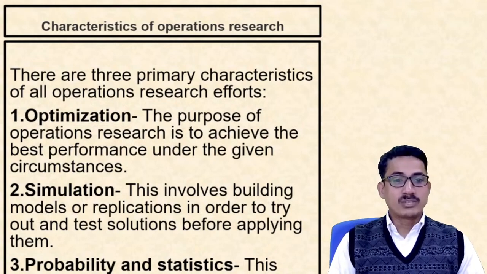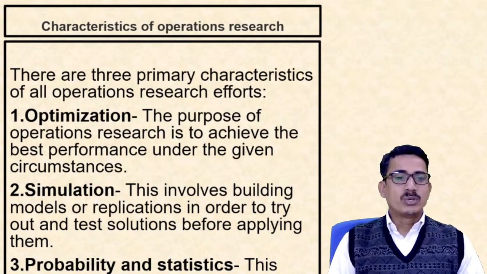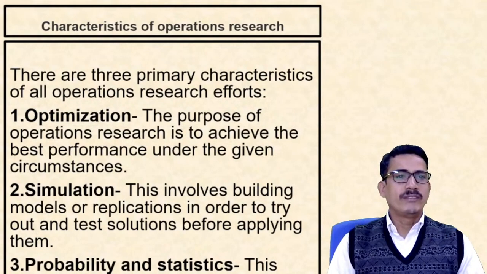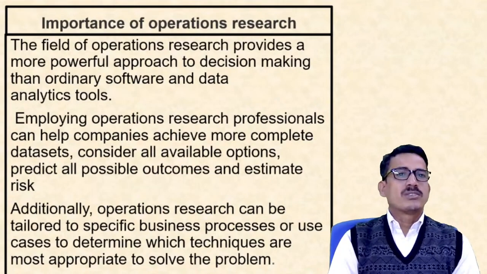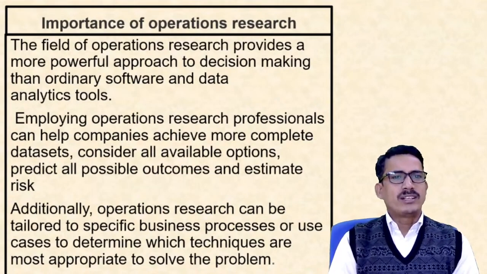You can have a reliable prediction and you can have a possible solution. As I said before in the slide, once you get a solution, that has to be tested. Once you test it, then you can go for implementing it. Now coming to the next one, importance of precision. What is the importance of this?